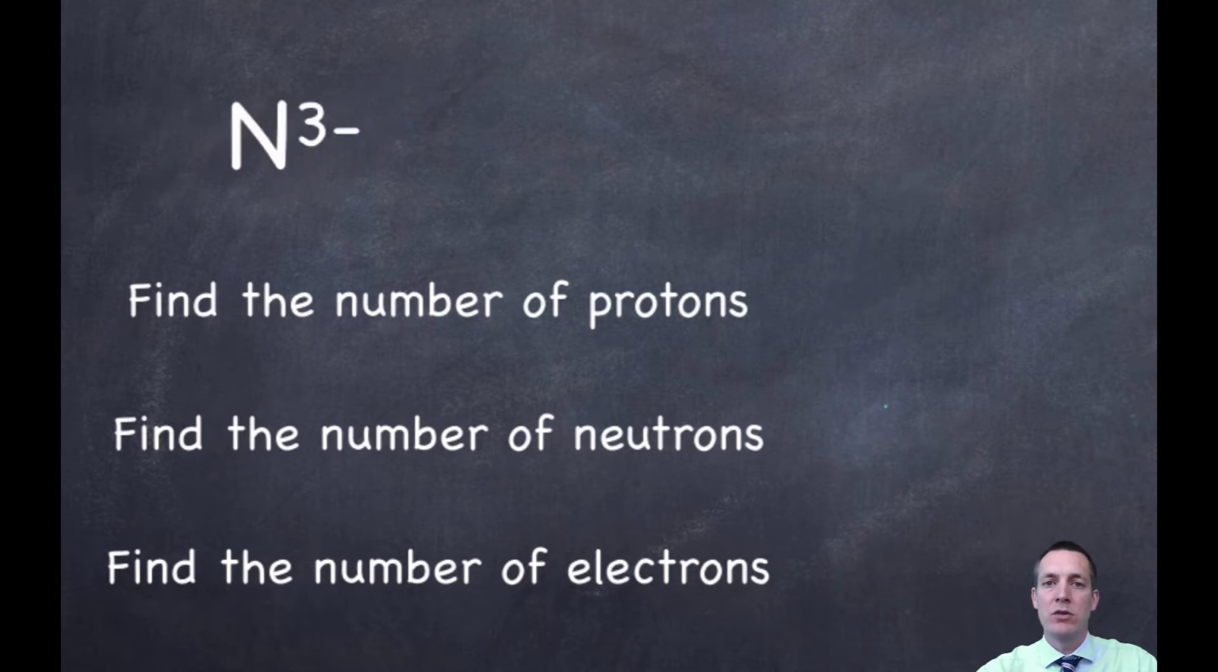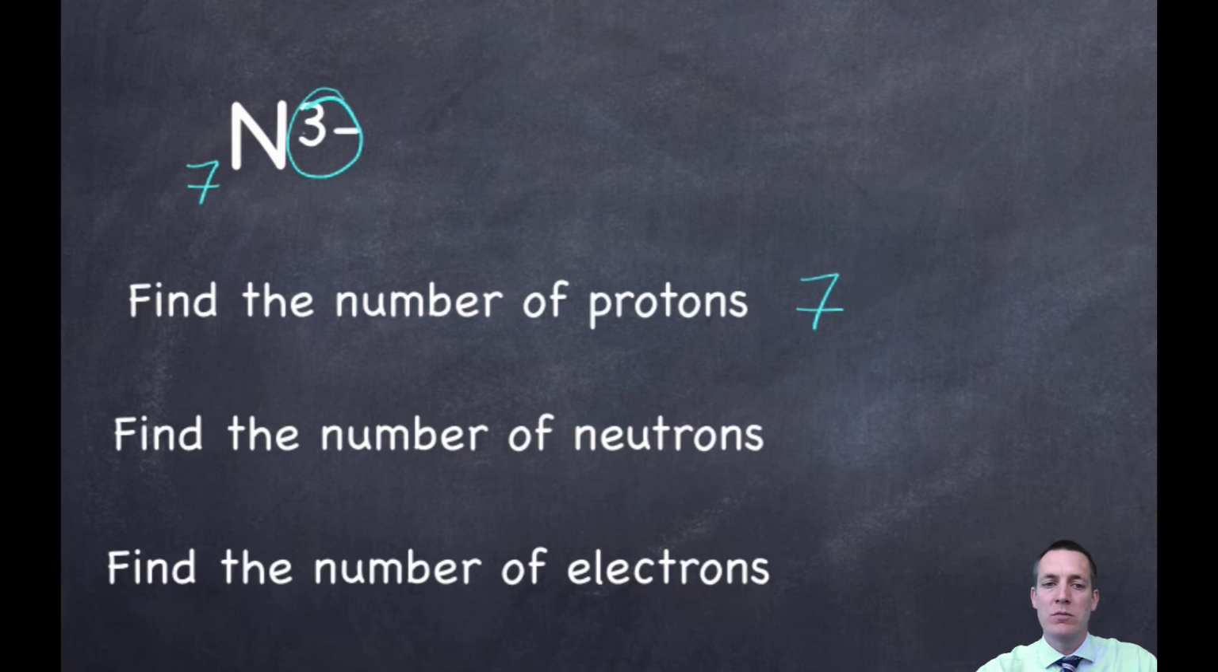Here we've got something called a nitride ion. So this is nitrogen, and it's got a 3- charge. Again, difficult to do if you don't have a periodic table. So use the one in your data booklet while you're doing this. Find the number of protons. How do we do that? Well, we look up the atomic number. Okay, that's the smaller number in the periodic table, but remember when we're writing it by hand, it always goes bottom left, so 7 protons.